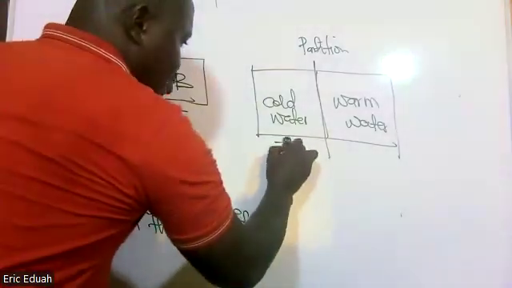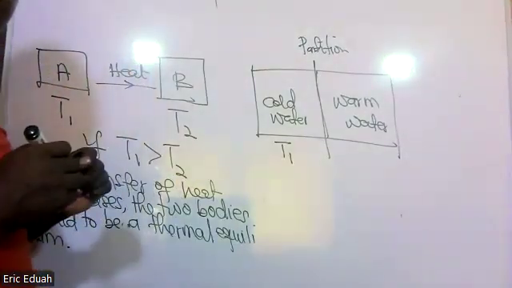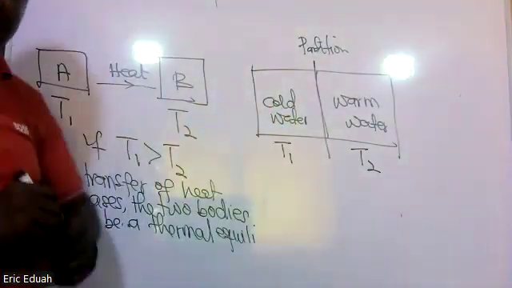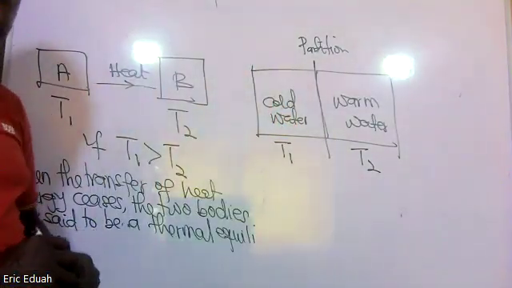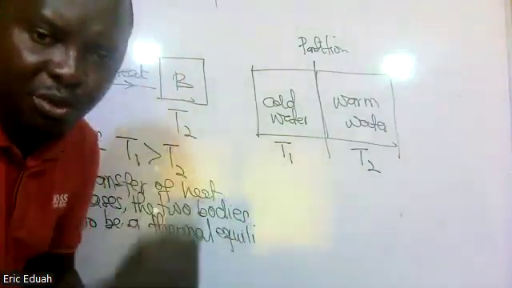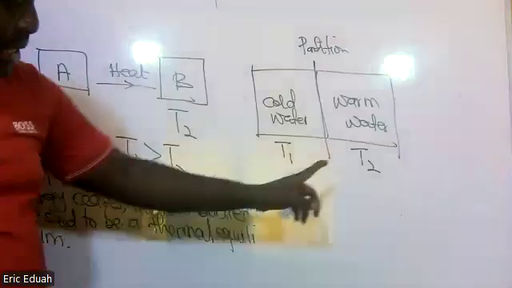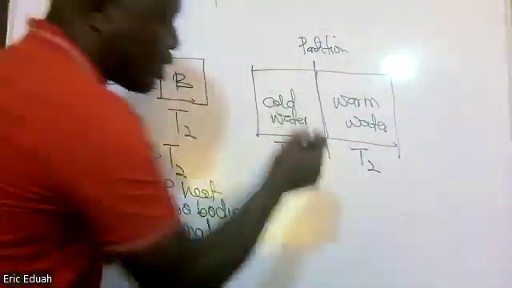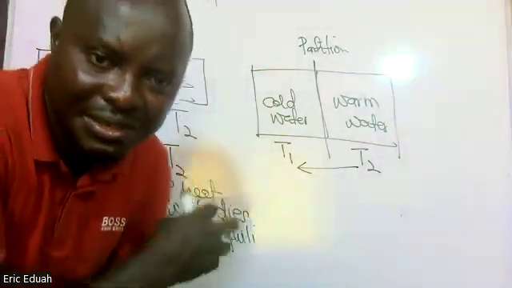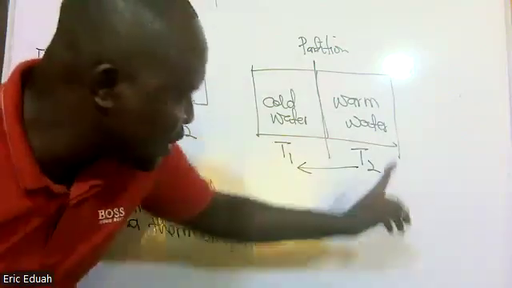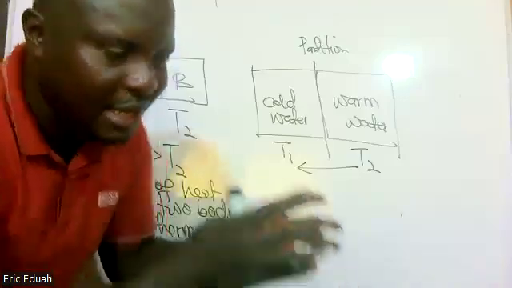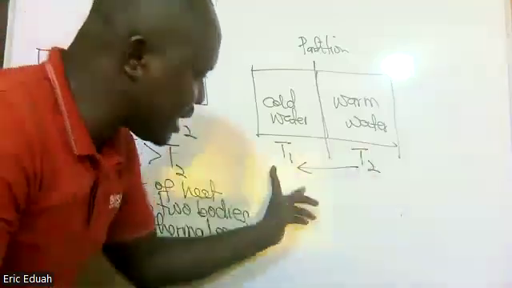So T1 is the initial temperature of the cold water. T2 is the initial temperature of the warm water. When you remove that partition, because the transfer is in this direction, the cold water will be gaining, whereas the warm water will be losing heat energy. Okay, then this will gain, this will lose.